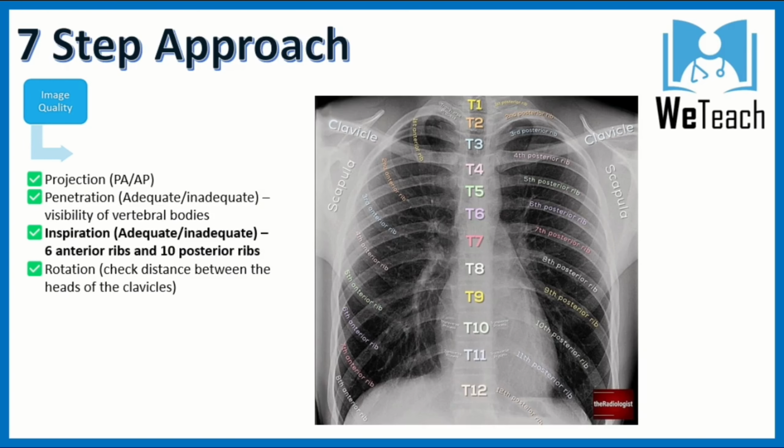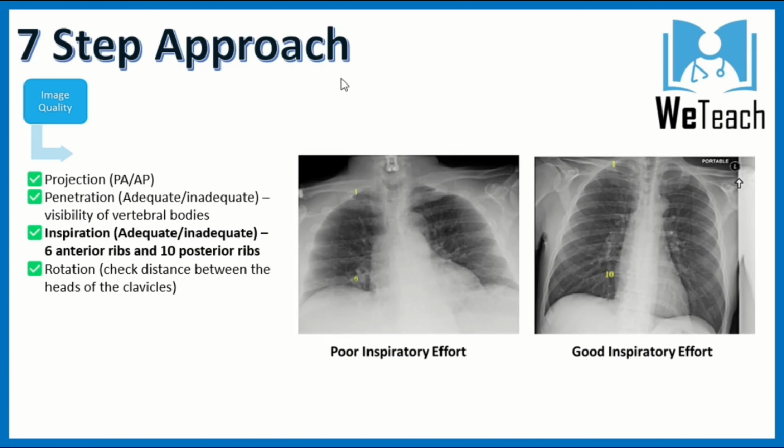We will have to check if the inspiration is adequate or inadequate. And how can we do that? By being able to count either 6 anterior ribs on the X-ray, as I'm showing you, or by counting 10 posterior ribs on the X-ray. By comparing these two X-rays, we can see that this is a good inspiratory effort as I can clearly count 6 anterior ribs in this X-ray, whereas this one shows poor inspiratory effort because I am not able to count 6 anterior ribs or 10 posterior ribs.